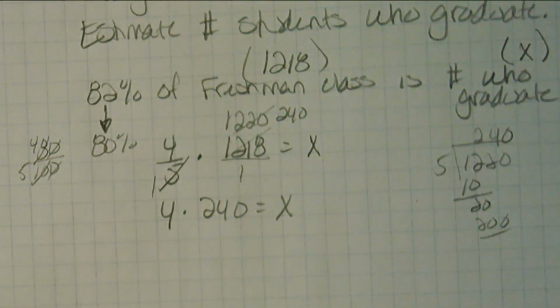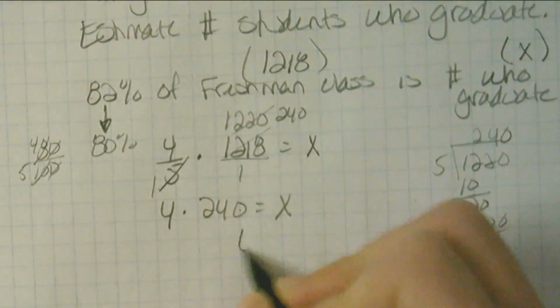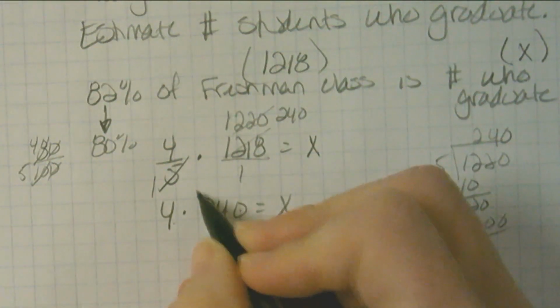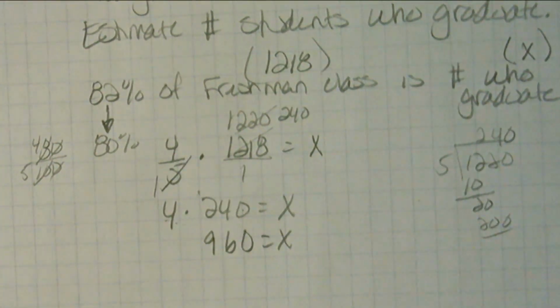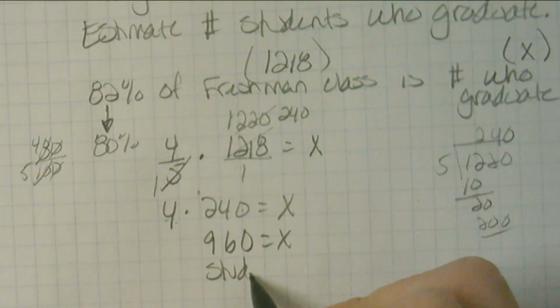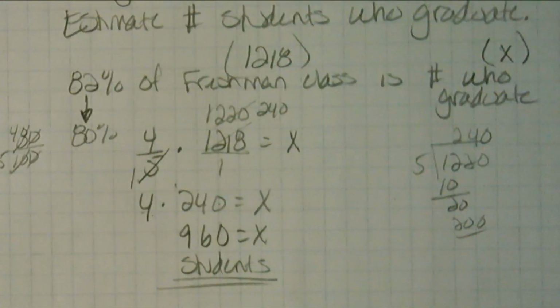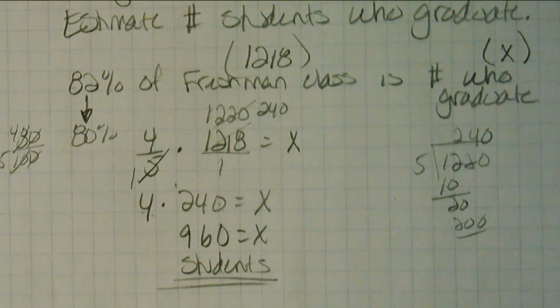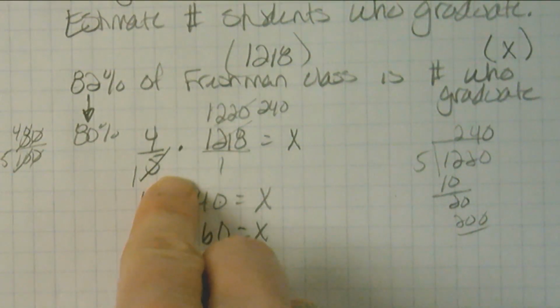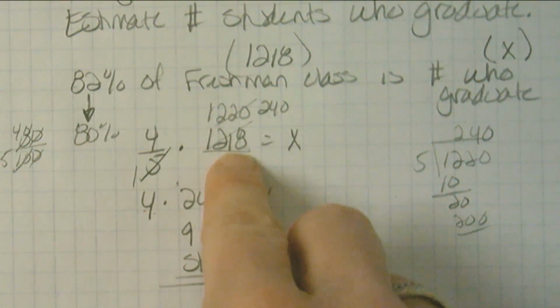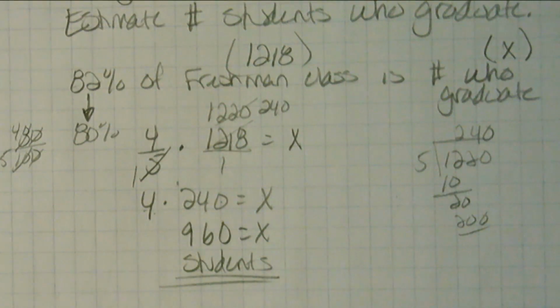And that's an easy, put the calculator down. You guys are using a calculator for this. This is estimating. You can do this multiplication. 4 times 0 is 0. 4 times 4 is 16. Carry the 1. 4 times 2 is 8, plus 1 is 9. So we have 960 students. The idea of doing this is to make your math easier, so you don't need a calculator. Okay, so that's why I rounded 82% to 80. I used 4/5, and then I rounded 1218 to 1220 to get closer so I could divide out common factors. Yes?